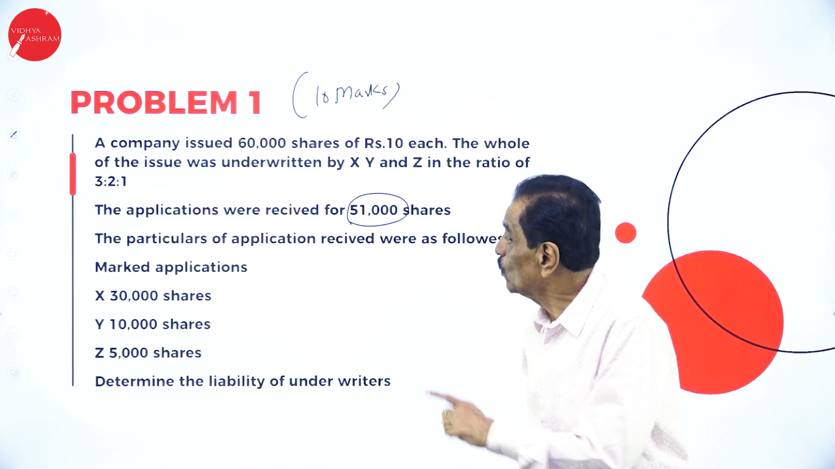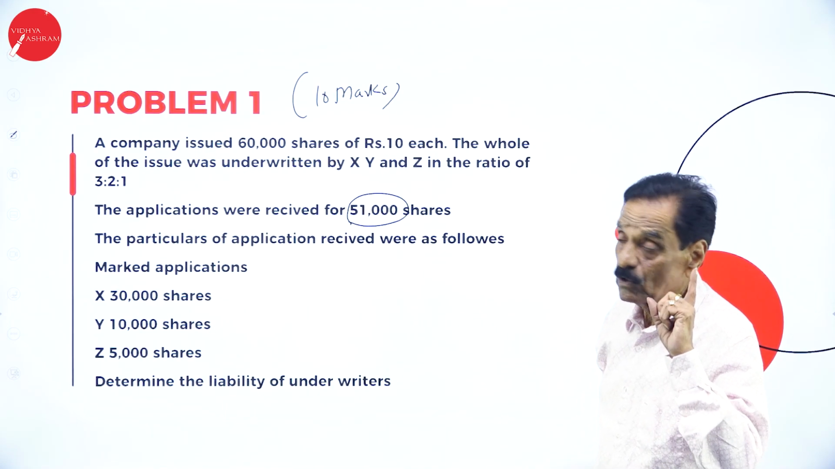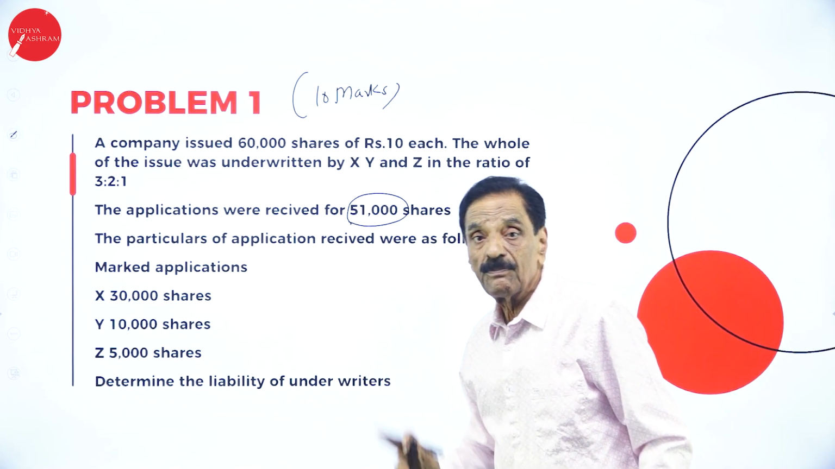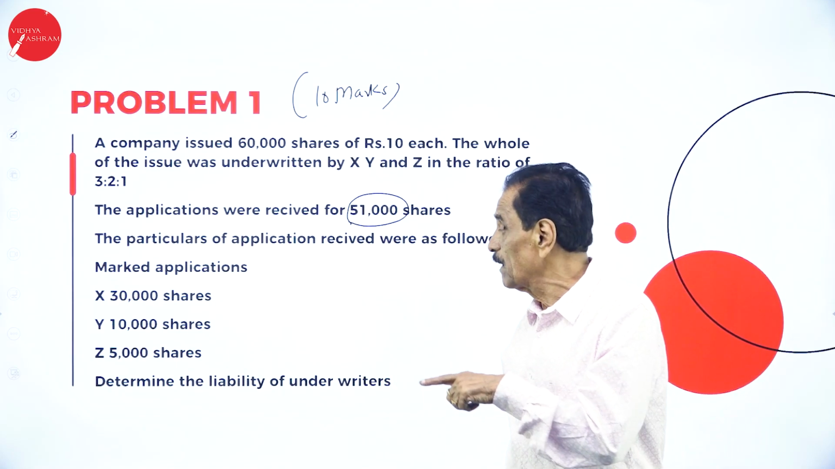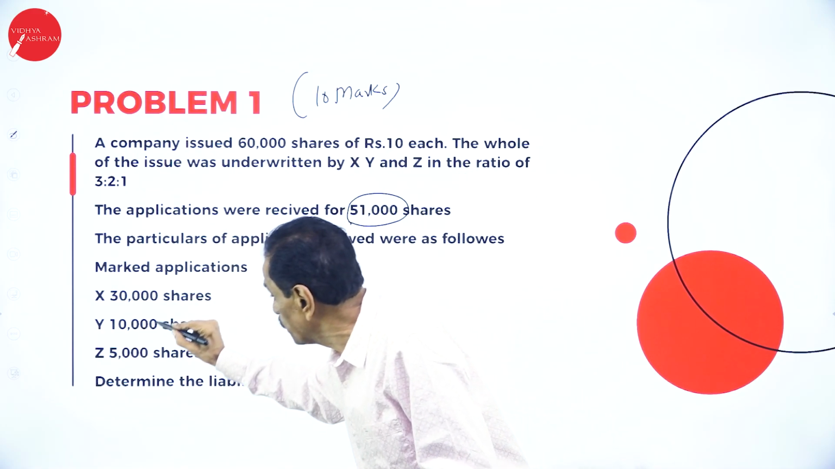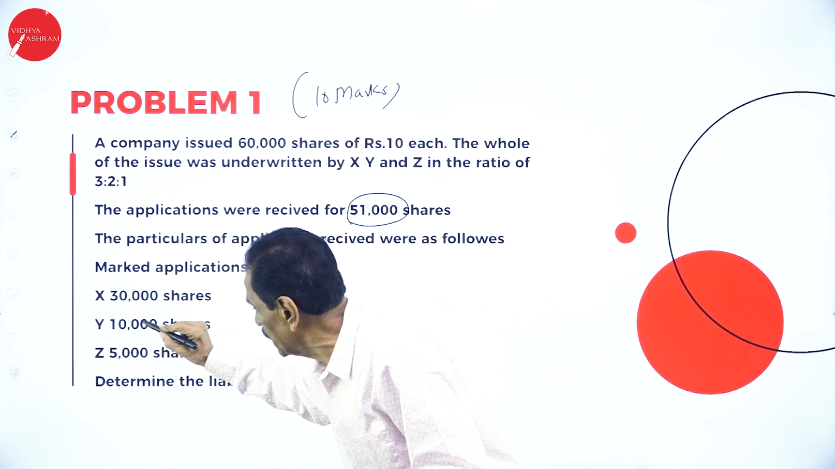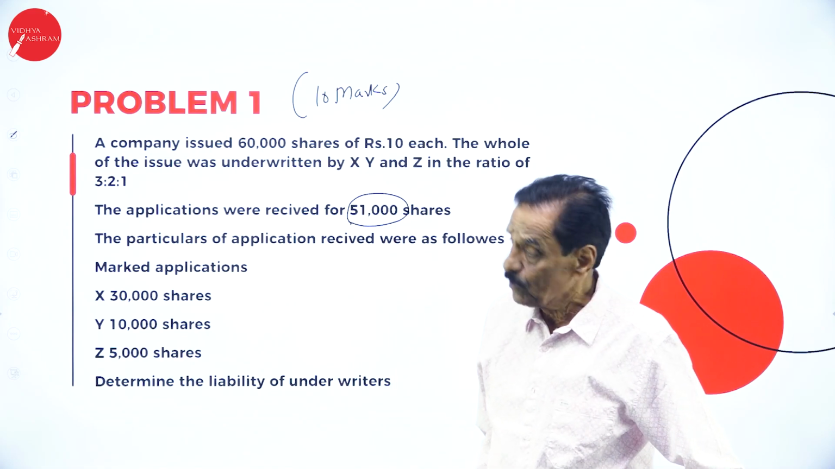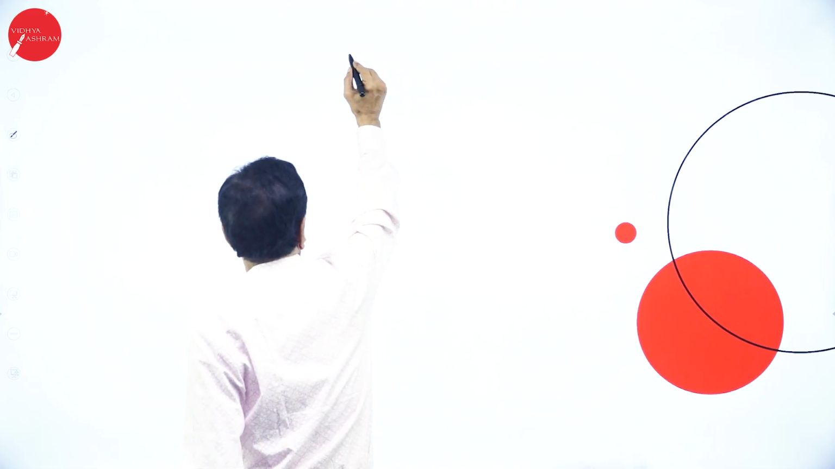We'll write: what's the total number of shares? 60,000 shares. Out of that, 51,000 shares are subscribed, so it includes marked applications of 30,000, 10,000 and 5,000. So we'll move on. Total is 60,000 shares.